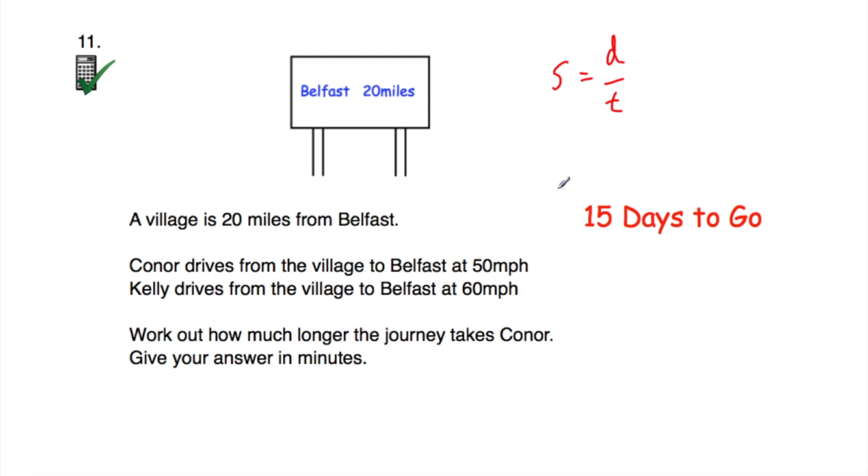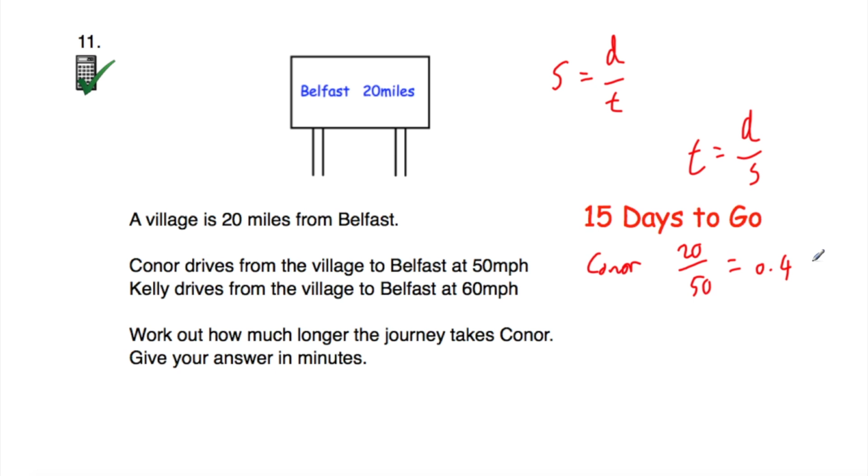Okay, so let's start off by working out how much time it takes them. So time is equal to the distance divided by the speed. So if we take the distance and divide it by the speed, we'll find out how long it takes them. So let's start off with Connor. If we take the distance, which is 20 miles, and we divide it by a speed, which is 50 miles per hour, that's equal to 0.4.